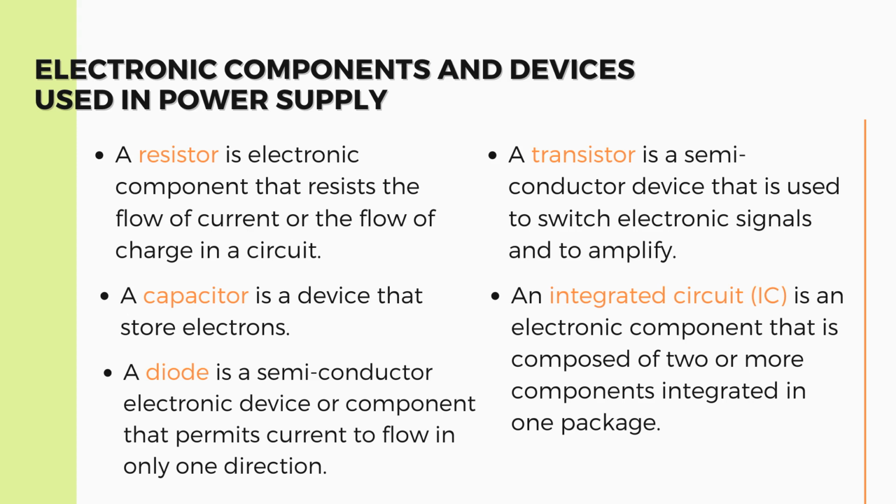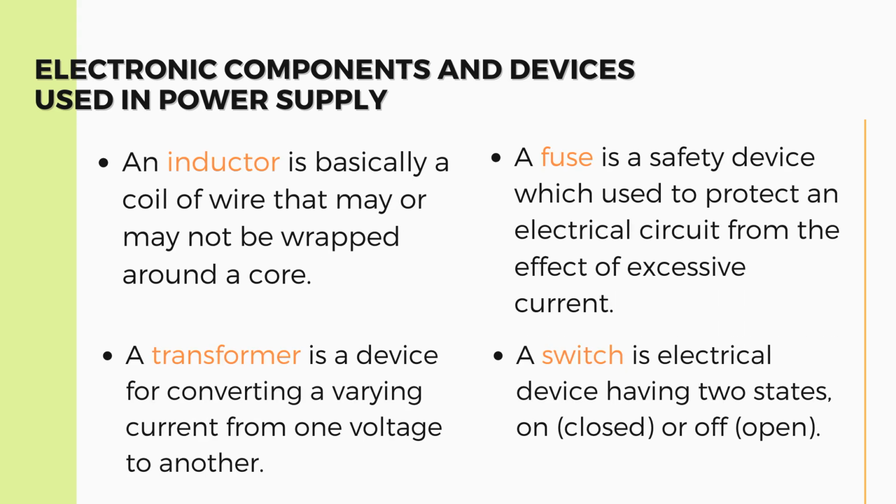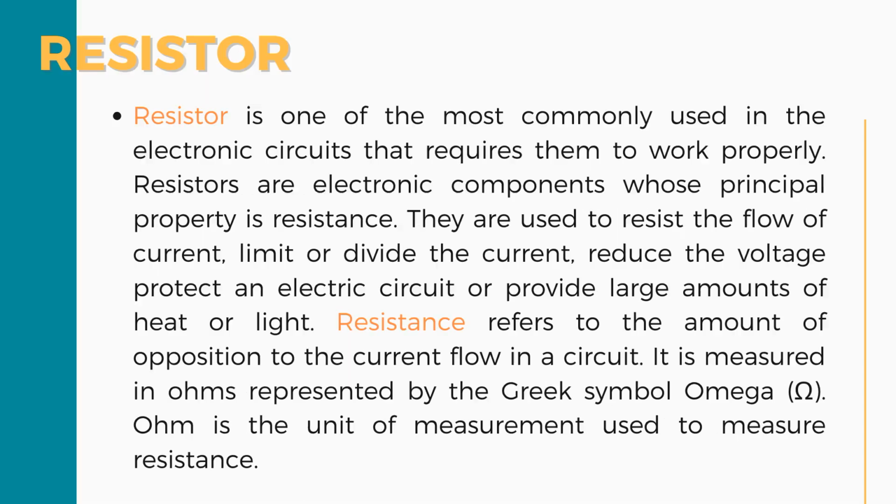5. An integrated circuit, IC, is an electronic component that is composed of two or more components integrated in one package. 6. An inductor is basically a coil of wire that may or may not be wrapped around a core. 7. A transformer is a device for converting a varying current from one voltage to another. 8. A fuse is a safety device which is used to protect an electrical circuit from the effect of excessive current. 9. A switch is an electrical device having two states, on (closed) or off (open).